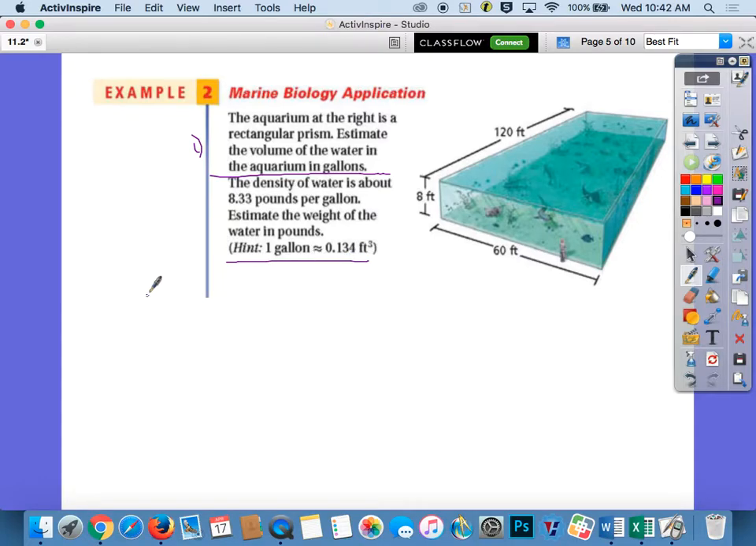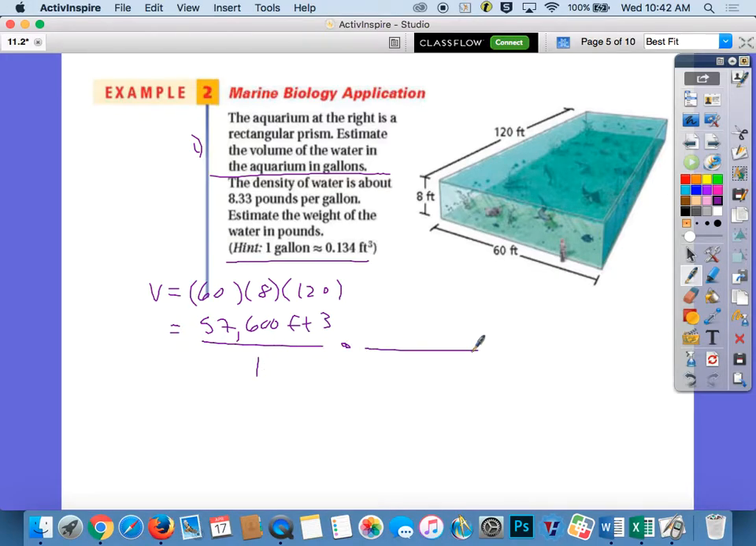So step 1, let's find our volume. Our volume equals our area of our base times our height. So length times width times height, and it really doesn't matter when you're dealing with your rectangular or square prisms. You end up getting 57,600 feet cubed. So that's how many cubic feet I have. However, I want to convert it to gallons.